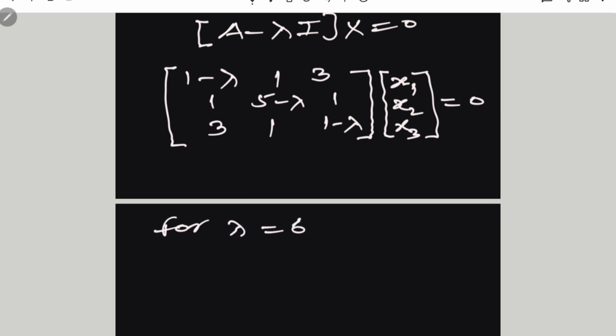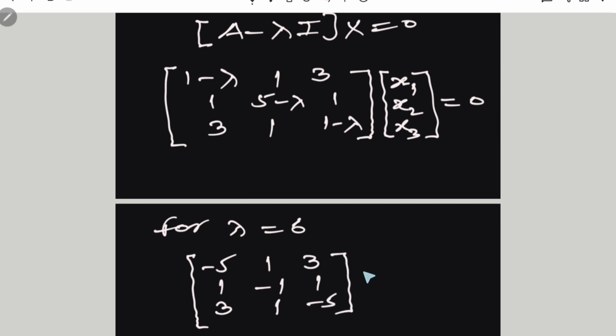We get 1 minus 6, which is minus 5; 1, 3; 1, 5 minus 6 we get minus 1, 1; 3, 1, and 1 minus 6 again minus 5. Multiplied by a column vector x1, x2, x3 and equals 0.